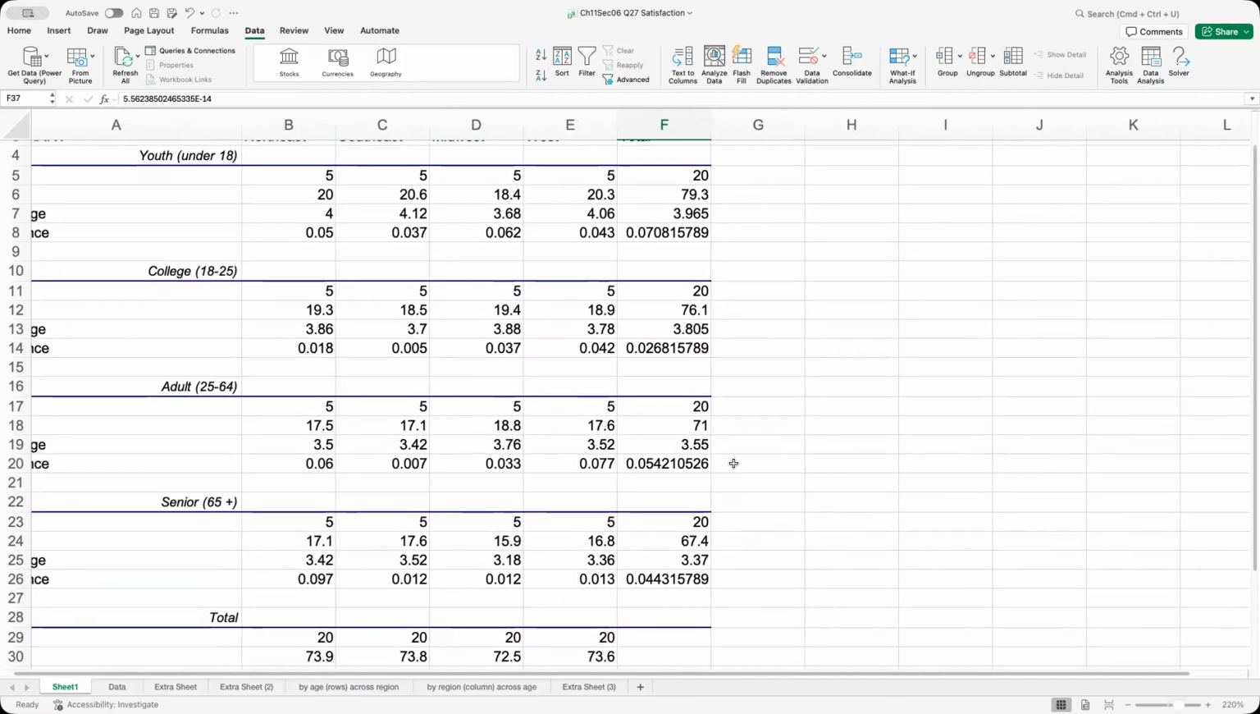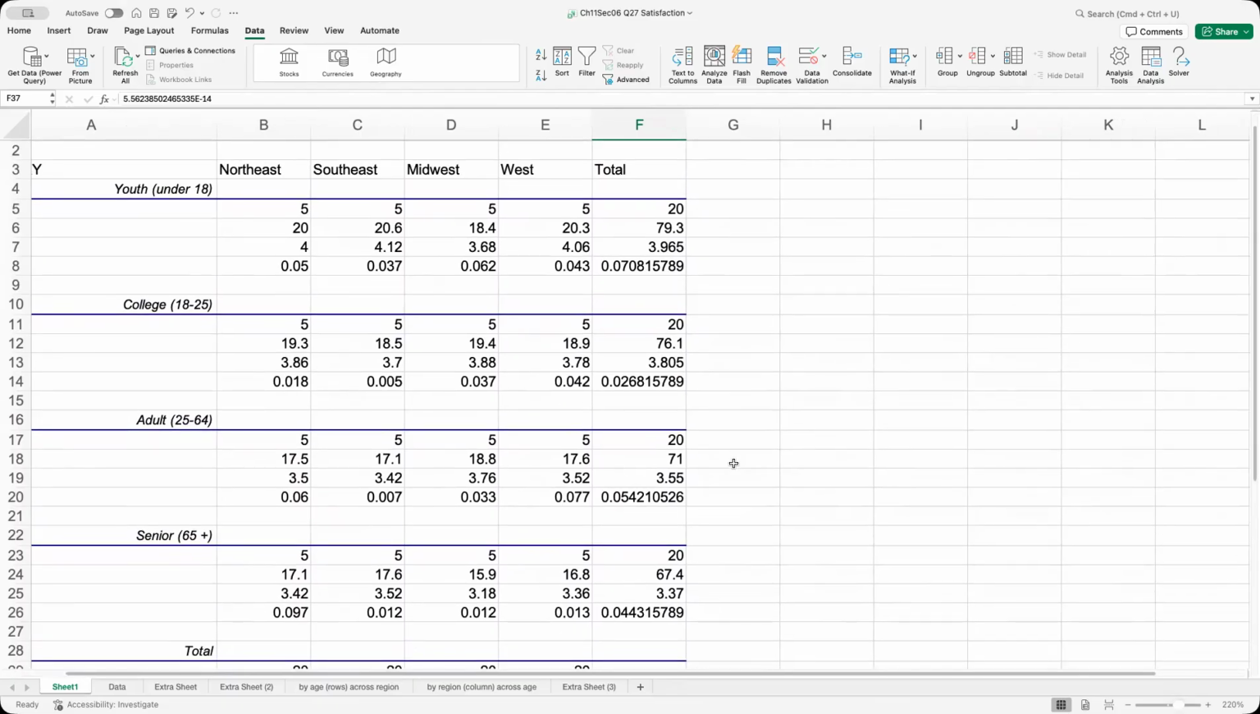And since I'm looking at rows, I really want to look at the row totals. So let's go across the rows. For this last column of information on the right, look at the averages there. I see 3.965, 3.805, 3.55, and 3.37. There's a distinct difference in averages based on which row we are in. There's variance in means in rows.